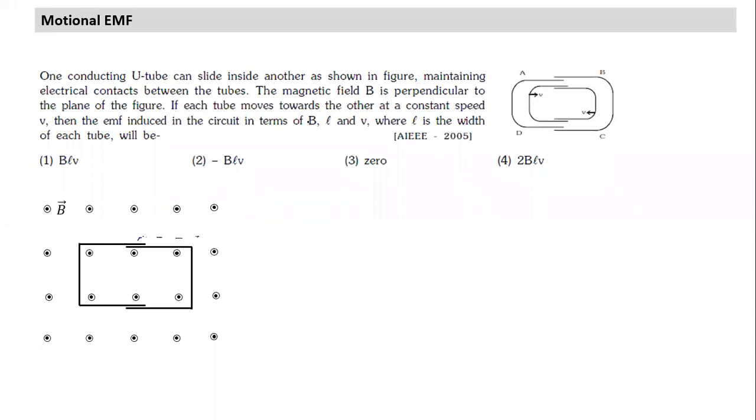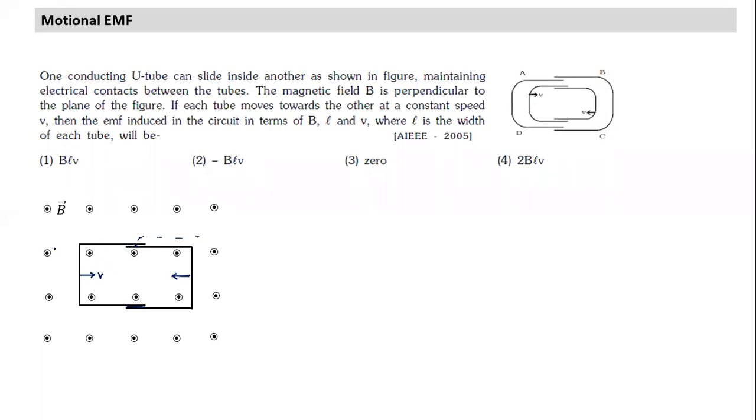The way the question and the figure have been given, it doesn't give clarity. But the moment I interpret what is implied, it becomes much easier. So what is given here? There's a uniform magnetic field. They can slide into each other, maintaining the contact between the tubes. Since there's a contact here, it becomes a loop. There's a contact at this point also. Each tube moves towards the other at a constant speed v. This also is moving towards the other one with the velocity v, and this also is moving towards it. So the question is, what is the EMF developed in the loop at the constant speed v?